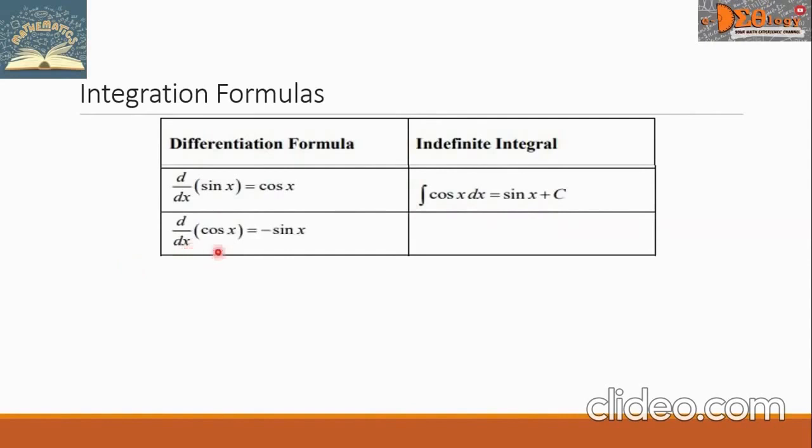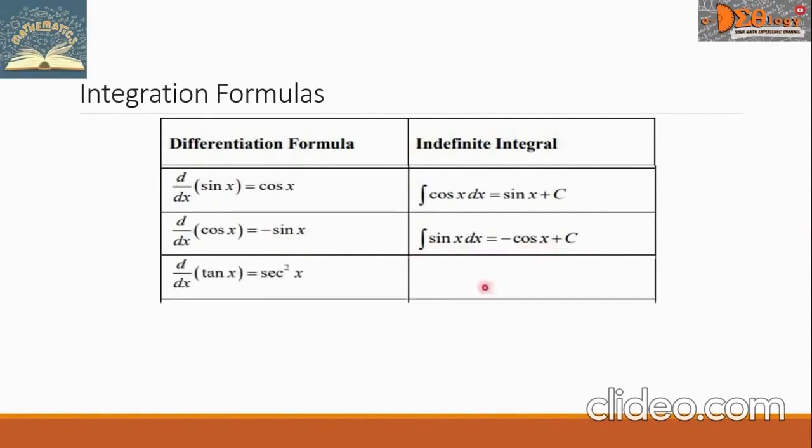The derivative of cosine x equals negative sine x. The integral of sine x dx equals negative cosine x plus c. The derivative of tangent x equals secant squared x. The integral of secant squared x dx equals tangent x plus c.